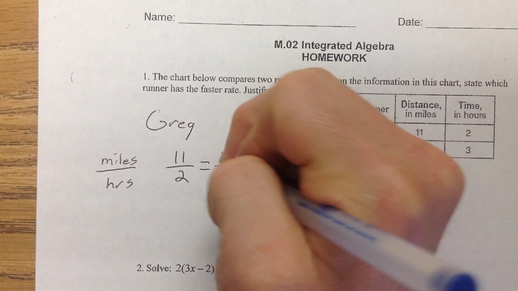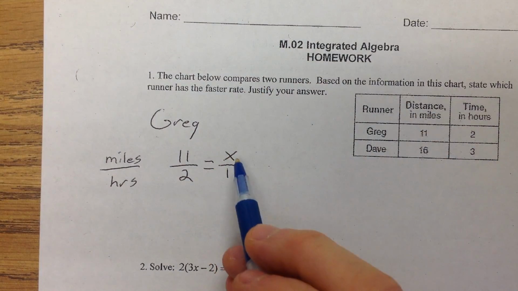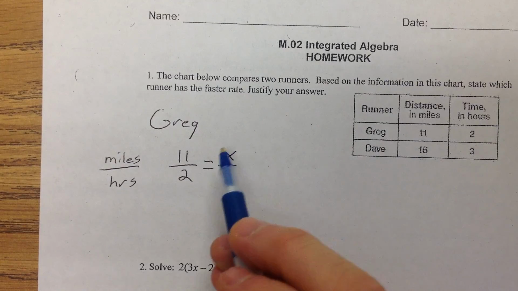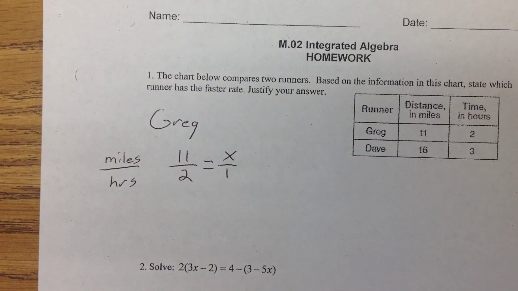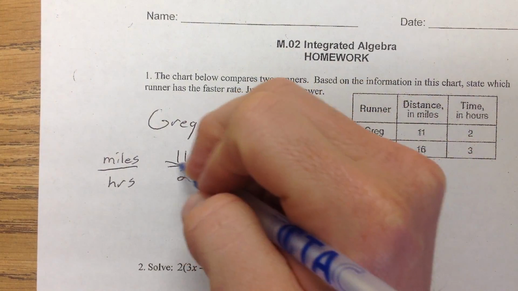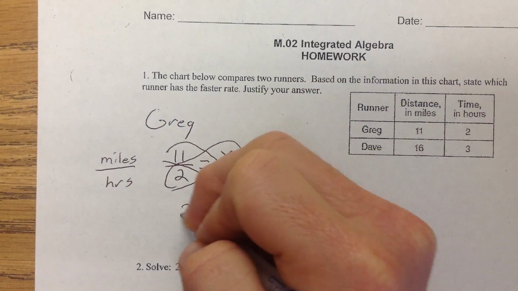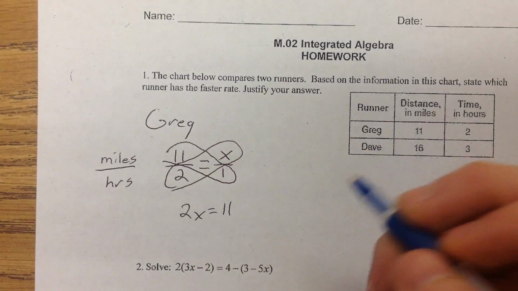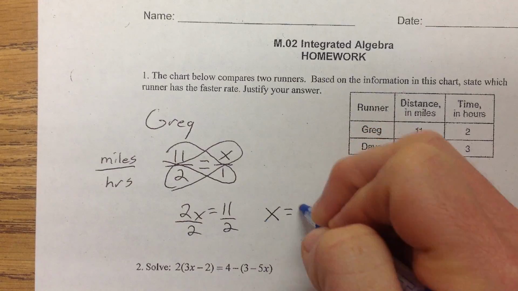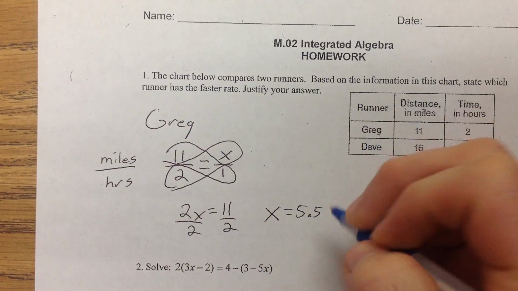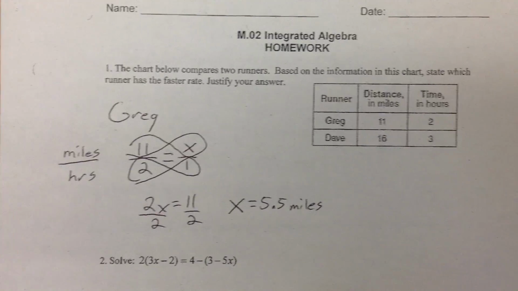in just 1 hour? So I'm basically finding a unit rate here. How far do they go in 1 hour? Because that's effectively telling me their speed. It's telling me their rate. How far you go in 1 hour, or your miles per hour. So once we have this, it's just a question of cross-multiplying. So we get 2x equals 11, divide both sides by 2, and x is going to equal 5.5 miles. All right, so Greg goes 5.5 miles in an hour.